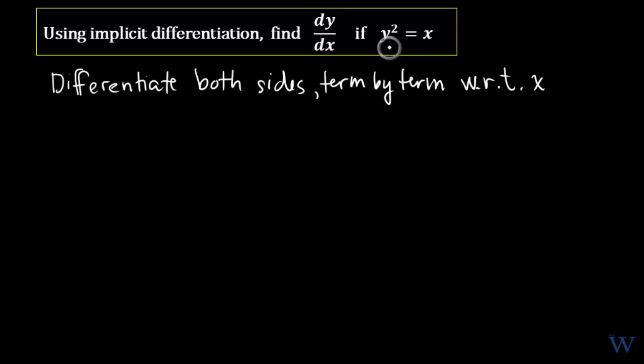What is the derivative of y squared? The derivative of y squared with respect to y is simply 2y. But we are interested in dy by dx, so we multiply by y prime. And on the right side, what's the derivative of x with respect to x? It's 1. So y prime is just, divide both sides by 2y. We get 1 over 2y. And that is exactly what we got from the previous slide.